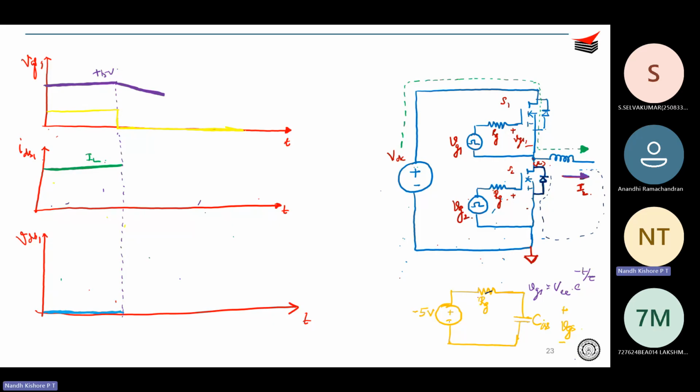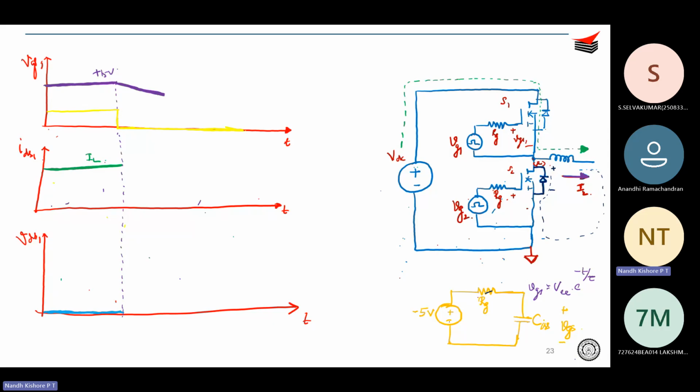Do you want me to repeat, or do you agree till this point? Agree. Okay. So after S1 turns off, you want the diode to carry the entire current. So when will the diode carry current? Diode can carry current only if there is no voltage across it, right? Can a diode carry current if there is a voltage like this? No. So diode cannot carry current if the voltage is like this.